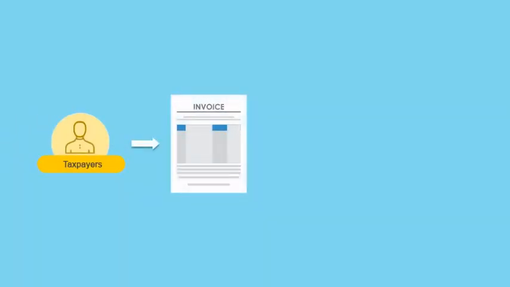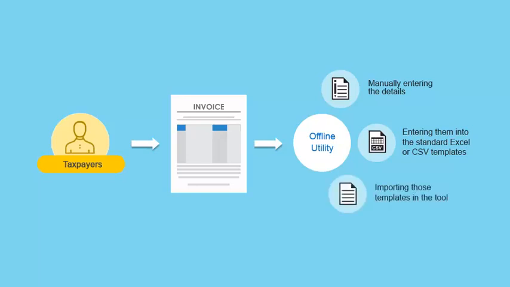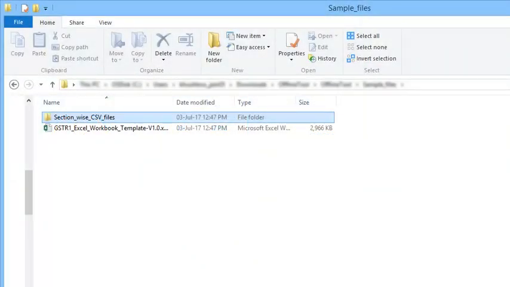Taxpayers can feed invoice and other returns-related data in the offline utility either by manually entering the details directly into the tool or by entering them into the GSTN provided standard Excel or CSV templates and then importing those templates in the tool. This video will walk you through the steps of populating invoice data in CSV templates, followed by importing line items in the offline utility and then uploading all of it to the GST portal.